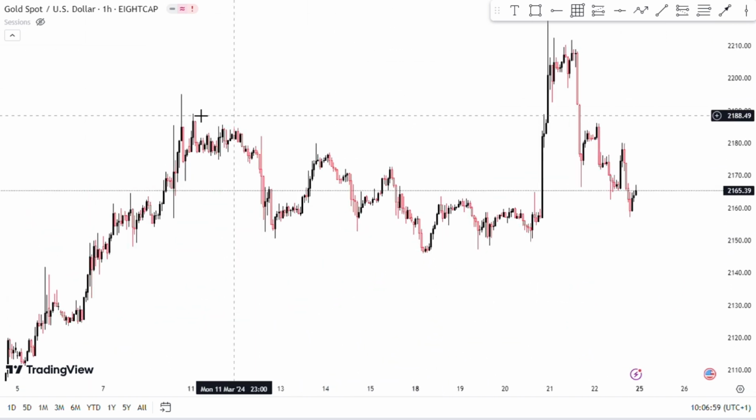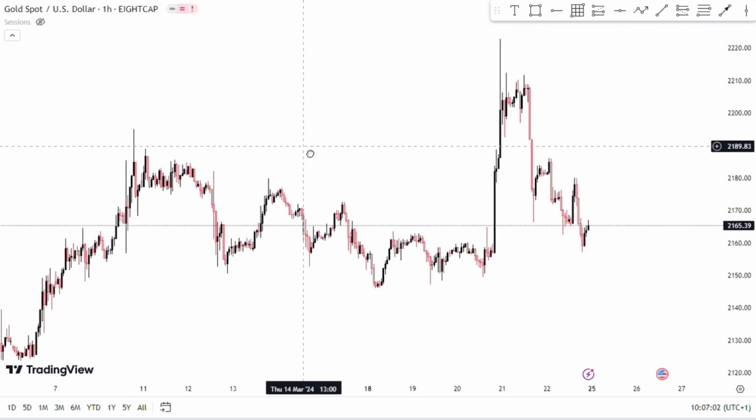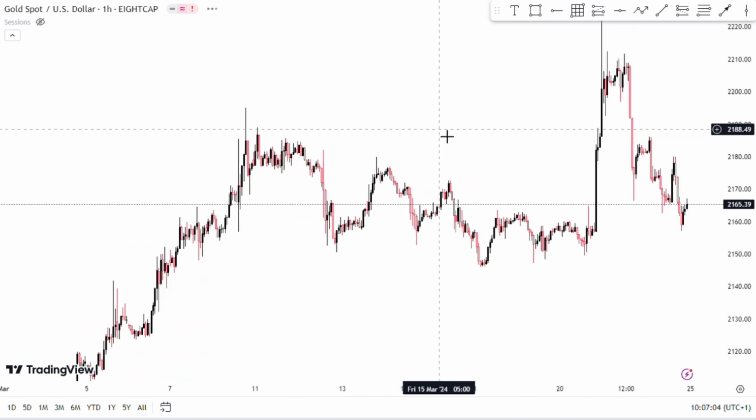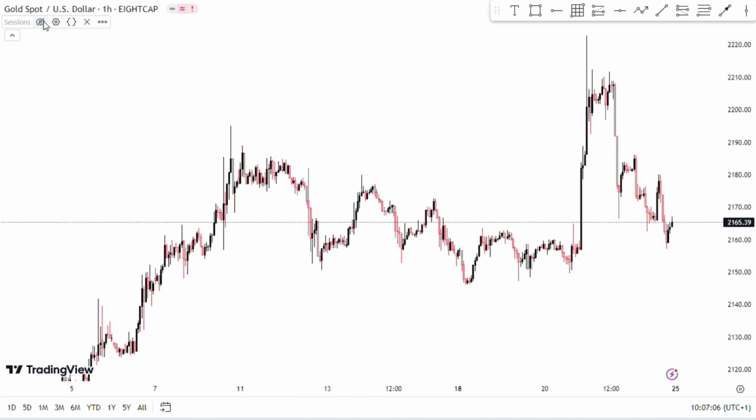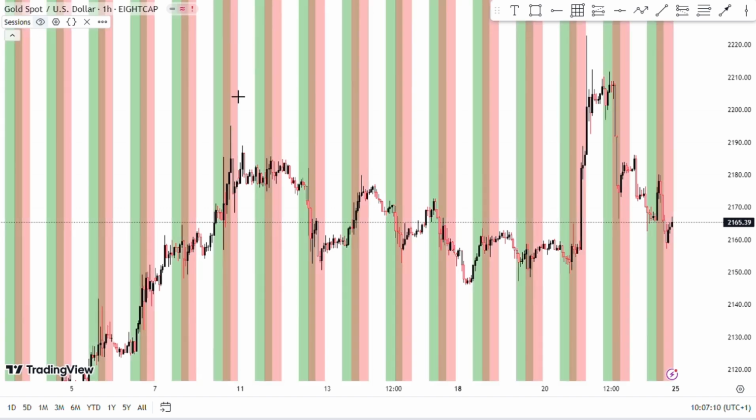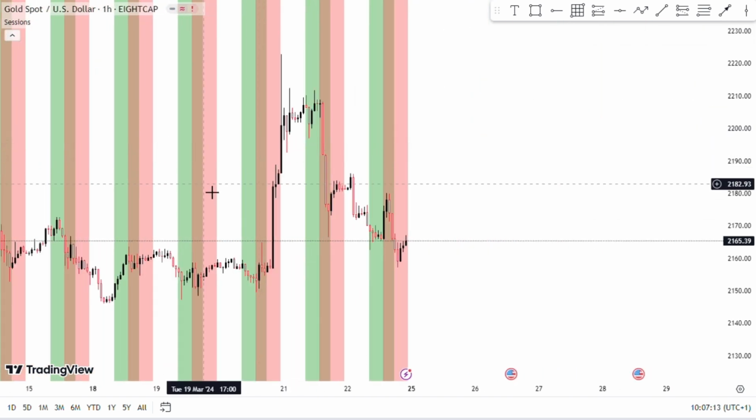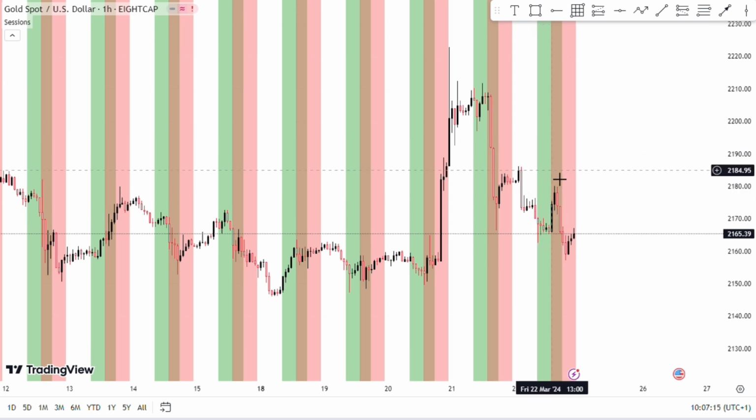So if you have to share this 1 hour time frame, we first have to mark out last week. If I want to mark out last week, I have an indicator I'm using, just to differentiate sessions. So I'm going to turn it on.